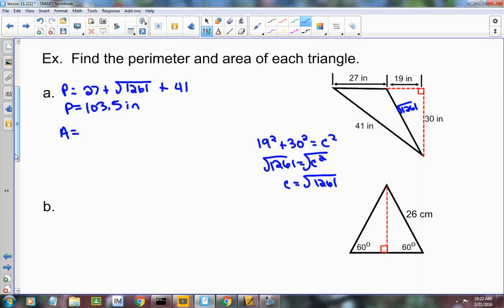Okay, area, base times height divided by 2. Do I know my base and my height? Okay, my base is 27, my height is 30, and I'm going to divide that by 2. Now, I could just plug that in my calculator and divide by 2. Okay, sometimes people don't realize that you can take half of one or the other also. And sometimes that makes mental math easier. I can take half of 30, which is 15, and do 27 times 15, which I think is 405.